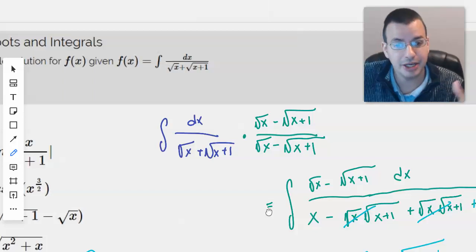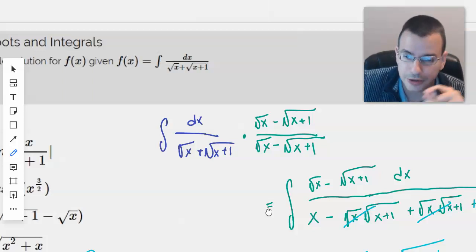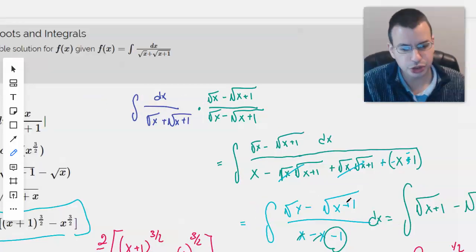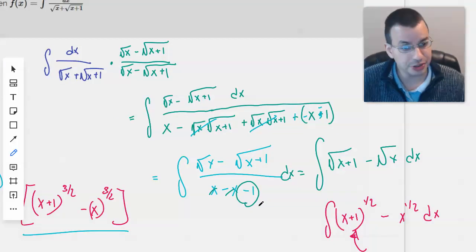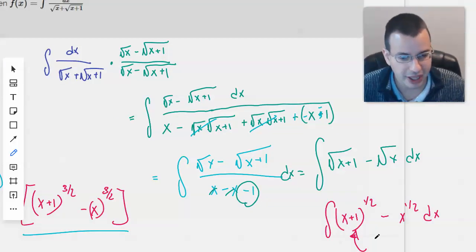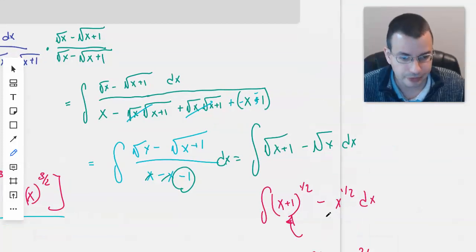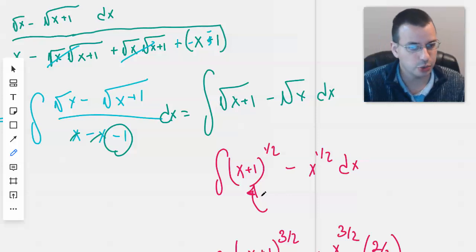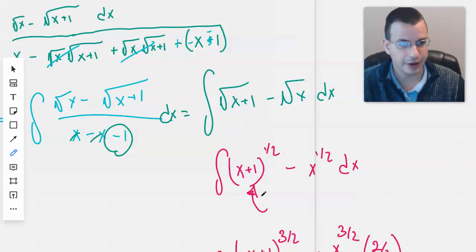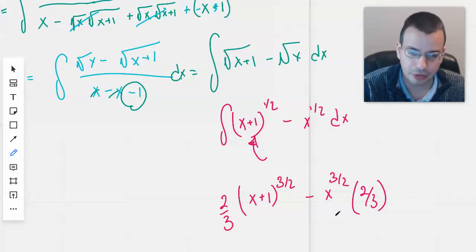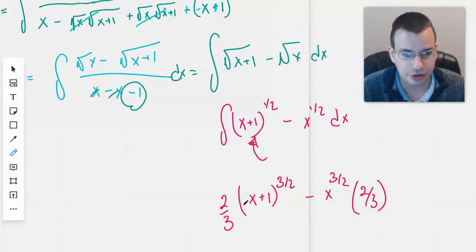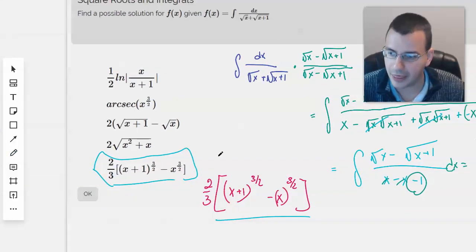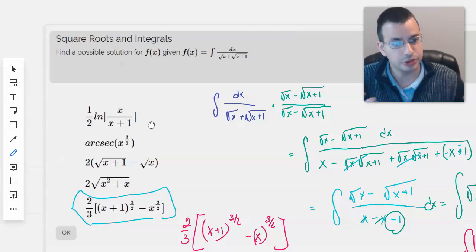Mysteries of life. Same idea with conjugate or difference of squares. We multiply by the conjugate, do some algebra, and find out that it all simplifies pretty well, and we're left with the power rule. We do have to consider substitution here with x plus 1, but it turns out just to be 1, so we're fine. After the power rule is done, we multiply by 2/3 and raise to the power of 3/2, and that gives us our answer. So that's how I would approach this problem.